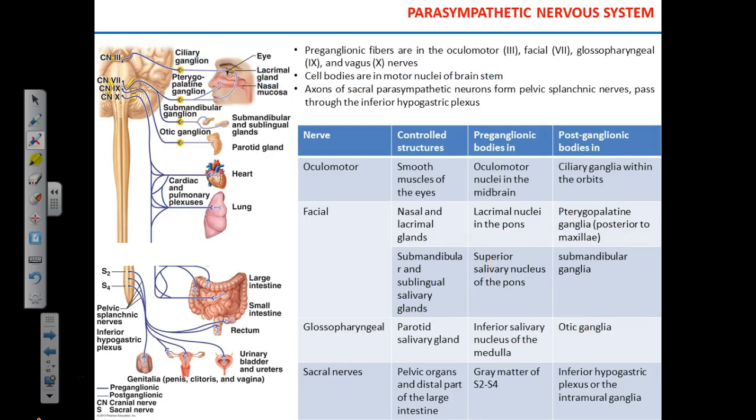Now, the function. So we're going to talk about nerves. We'll start with oculomotor. That's cranial nerve 3. And it controls smooth muscles of the eyes. Okay? Originates in the midbrain. Synapses in the ciliary ganglia. Now, which unconscious activity do you think the oculomotor nerve controls?